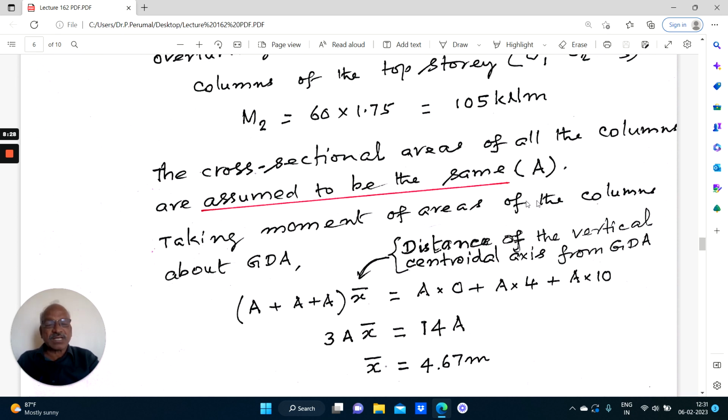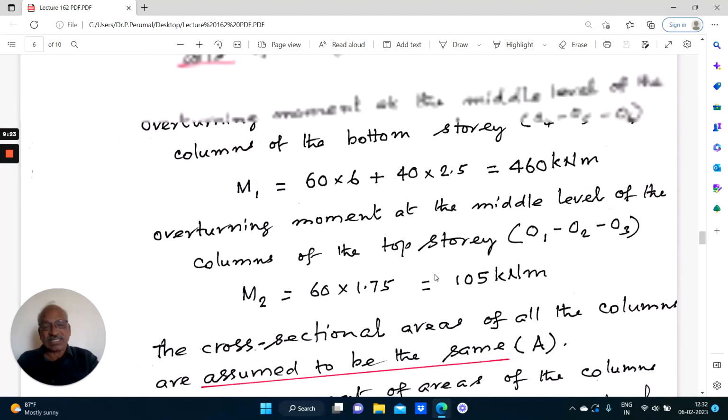So taking moment of areas of the columns about the GDA, the left side column, top is G, bottom is A, about the first one. So A into X bar, A plus A plus A, there are three columns. If it is different, you have to write it as A1 plus A2 plus A3 into X bar, that's all. Here again, A into 0 plus A into the second column, because we are taking moments about the first column. So A into 0 plus A into 4 meters for the second column, and the third column is at 10 meters, 4 plus 6. If it is different, you can write it as A1 into 0 plus A2 into 4 plus A3 into 10. Areas will be known. Here we assume them to be the same, that's all. So 3A X bar equal to 14A, or X bar equal to 4.67 meters.